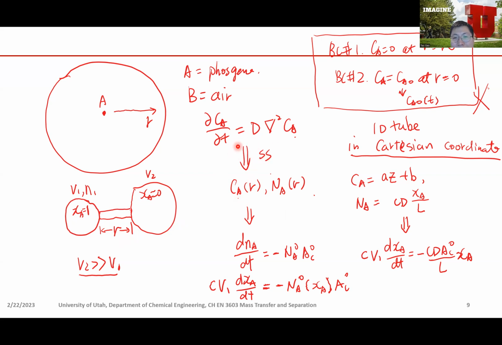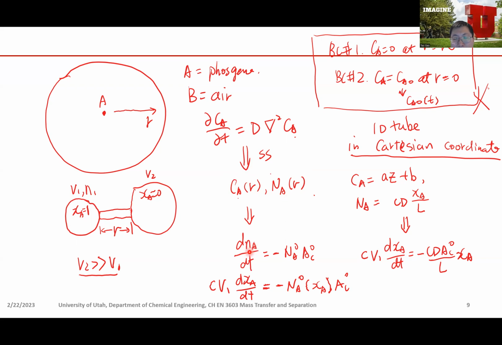And with that assumption, the steady state assumption, we can solve CA as a function of R. And once we know CA as a function of R, we can solve for NA as a function of R. Now we can write down the mole balance equation for the point source of A. That's the left bulb, which contains a given amount of pathogen. Let's say the moles of pathogen at the point source is Na.